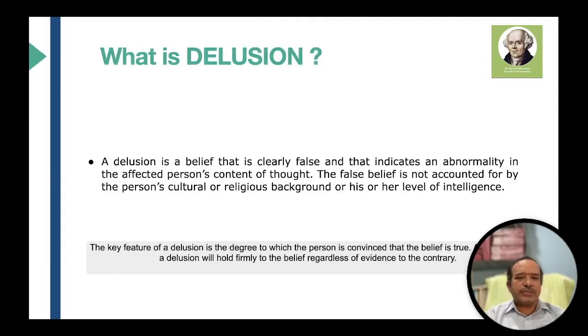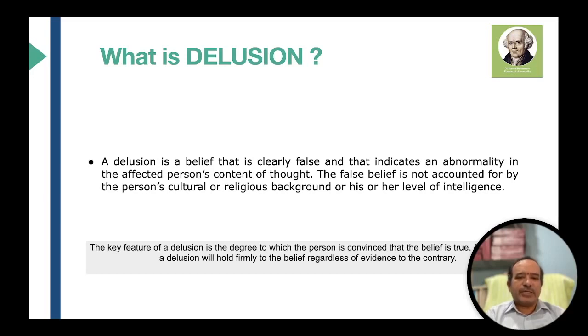So a delusion is a belief that is clearly false and that indicates an abnormality in the affected person's content of thought. This is mainly because they believe in their thought process. In the subconscious mind, they think as if someone is saying something behind them, or someone is behind them. This is a false belief. It is not accounted for by personal culture or religious background, but by level of intelligence.